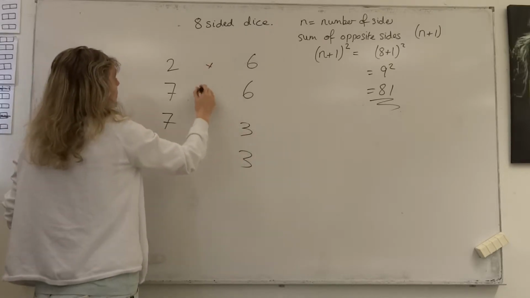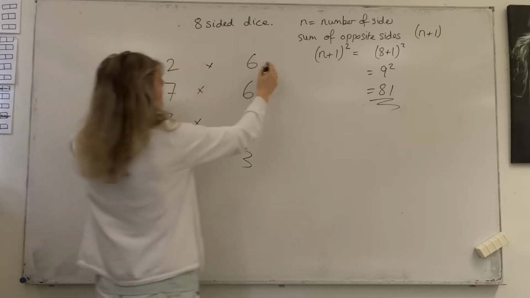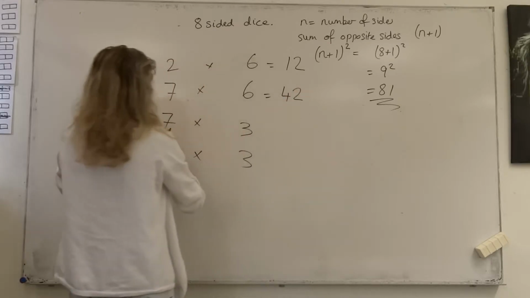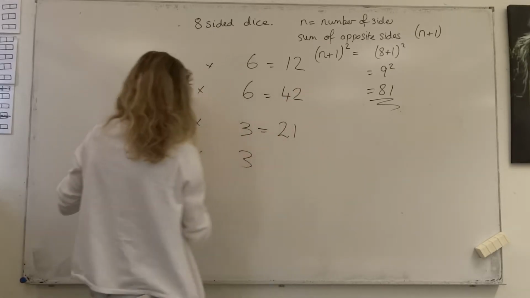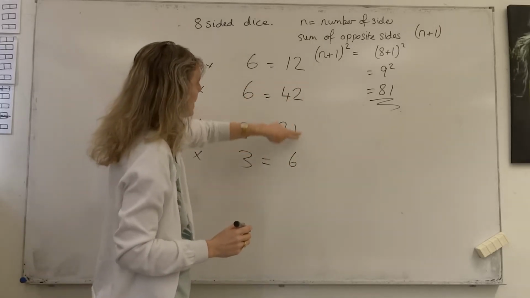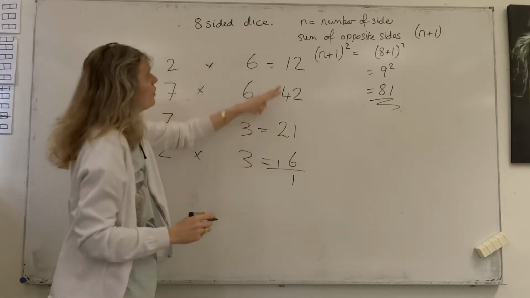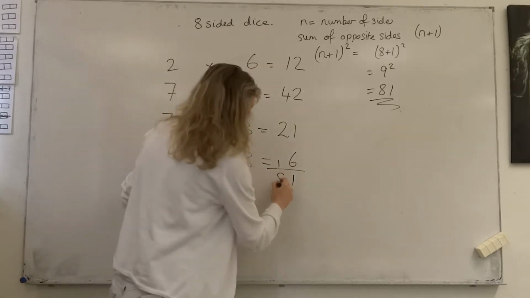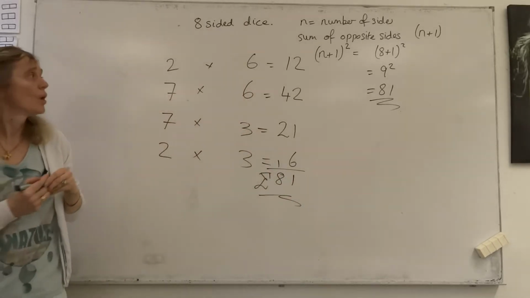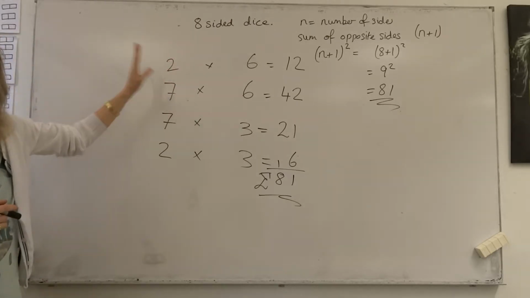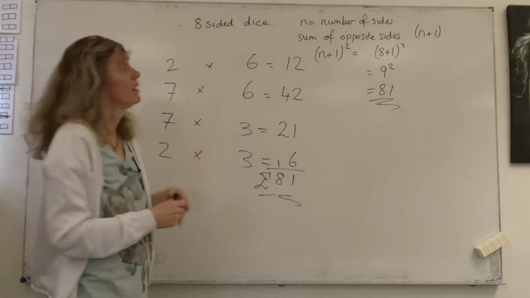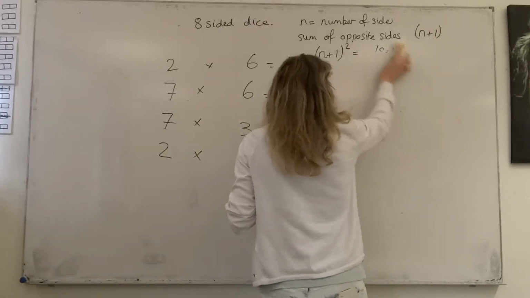So if we are to multiply these together, 2 6s are 12, 7 6s are 42, 7 3s are 21, 2 3s are 6. So we get 6, 7, 8, 9, 10, 11, 4, 5, 6, 7, 8. Oh look, the sum ended up to be 81. We could prove that in exactly the same way as we proved the last one as well. If we called this one x and this one y, and then just proved it using our algebra skills.